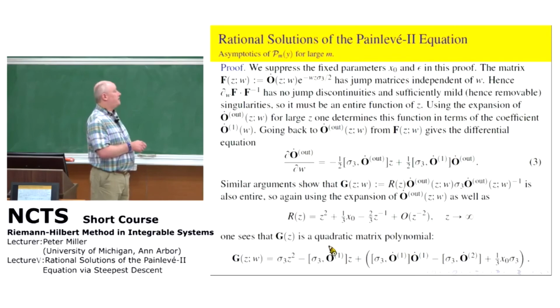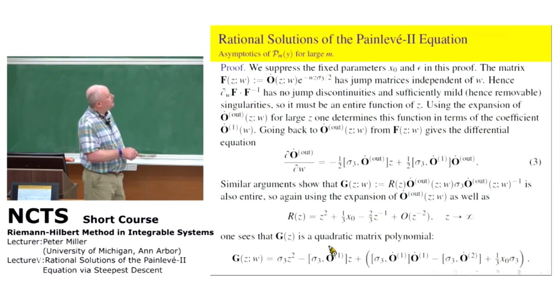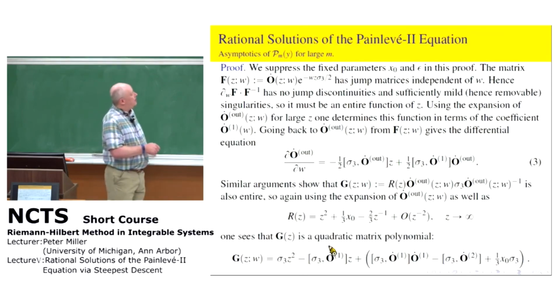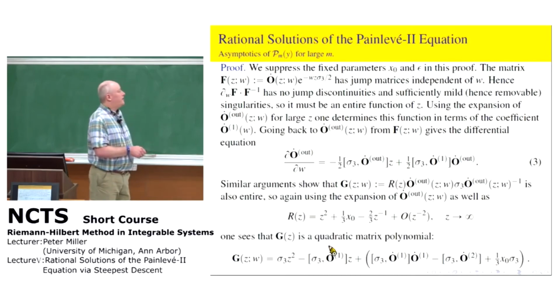So this outer parametrix solves a differential equation with respect to w, and it's written in terms of O dot out, of course, and also this coefficient in the expansion of O dot out, the 1 over z coefficient. Okay, so then similar arguments also show that this function g, which is just the square root function, times O dot out, sigma 3 O dot out inverse, that's an entire function, similar argument.